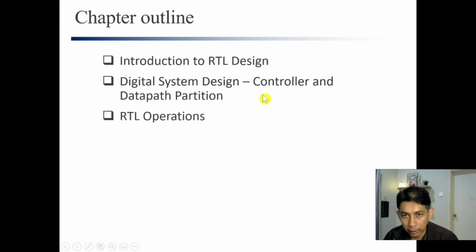In the RTL design, we have these two main parts. The controller will control the operation of the data path. The controller is made of a finite state machine, which we learned in chapter 4. And the data path comprises registers and processing units. We also have learned that in the previous chapter.